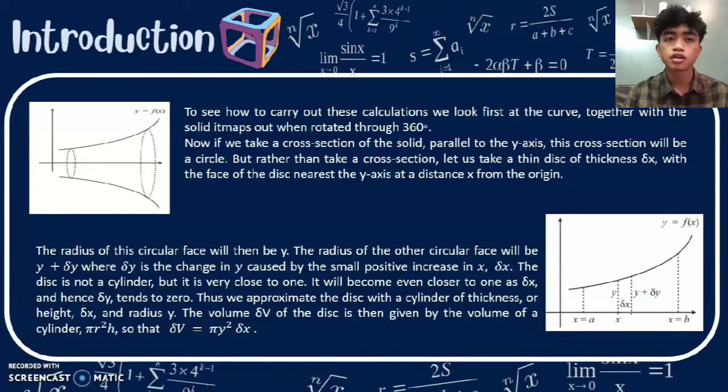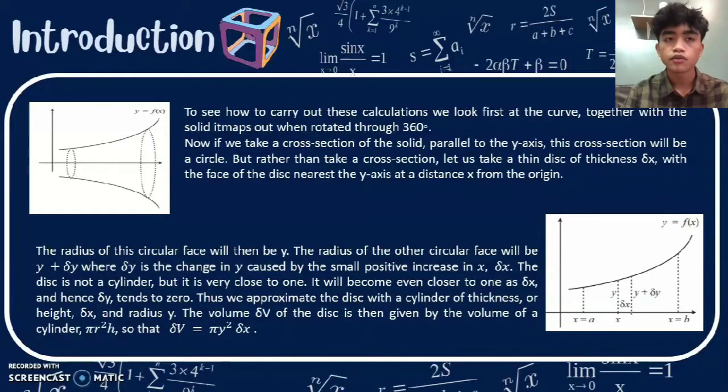But rather than take a cross-section, let us take a thin disc of thickness δx, with the face of the disc nearest the y-axis at a distance x from the origin. The radius of the circle face will then be y. The radius of the other circle face will be y plus δy, where δy is the change in y caused by the small positive increase in x. The disc is not a cylinder, but it is very close to one.